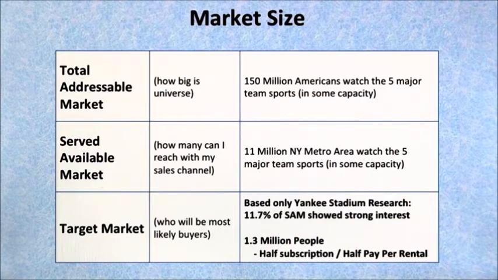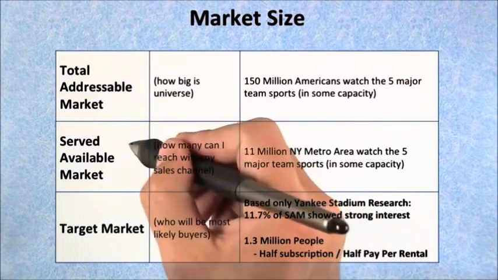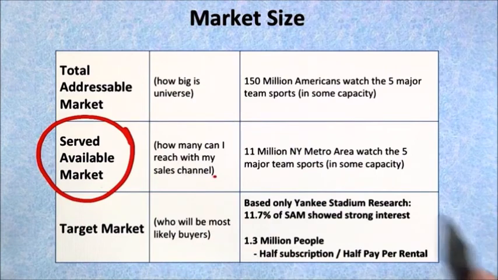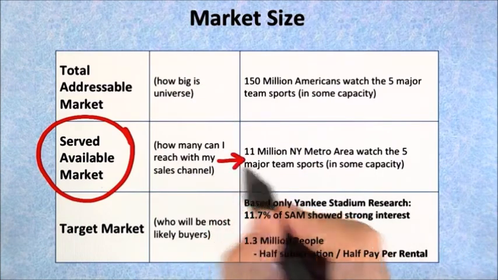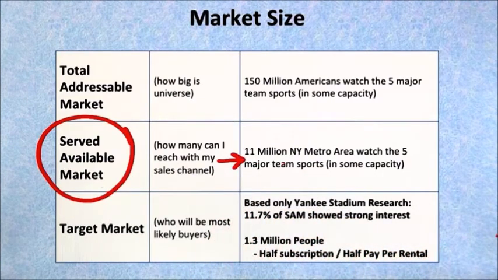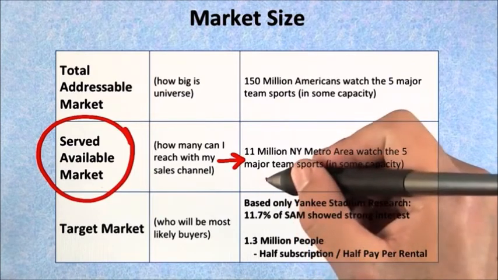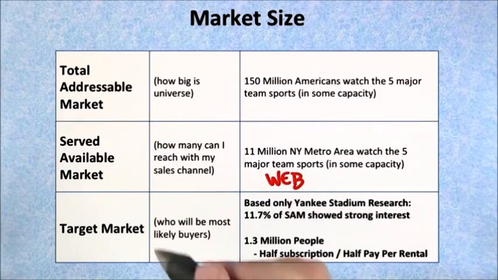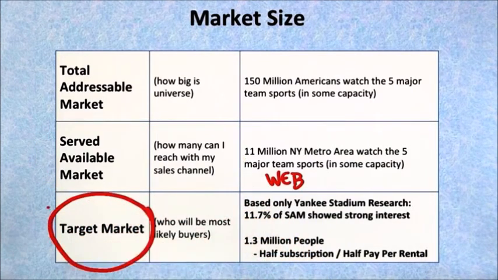Not really, because the next thing we want to look at is what we call the served available market. How many can I reach with my sales channel? So let's see how the Jersey Square team looked at the served available market. They said in the New York metro area there were 11 million people who watched the 5 major sports teams in some capacity. What they really should have done is said that, but then said how many of them have a web browser and how many of them will we actually be able to reach within some period of time and with some semblance of cash. And the next thing they were looking at was their target market.